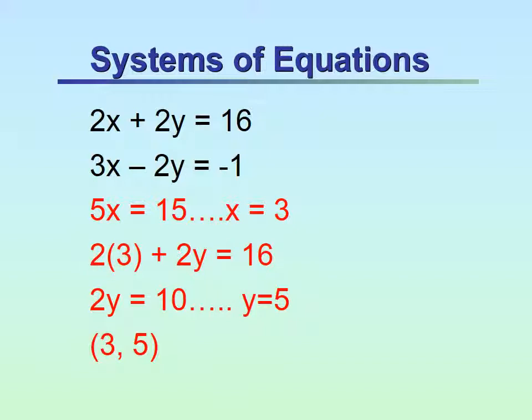Okay, we subtract 6 from both sides, and we end up with 2y is equal to 10. Now we solve for y, and we get y equals 5, which means that our solution, x equals 3, y equals 5, gives us the ordered pair 3, 5.